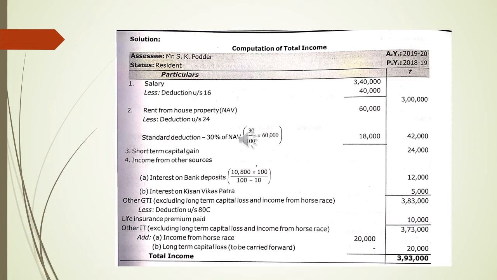Out of this you have to give deduction under 80C to 80U. You have insurance, life insurance premium 80C.